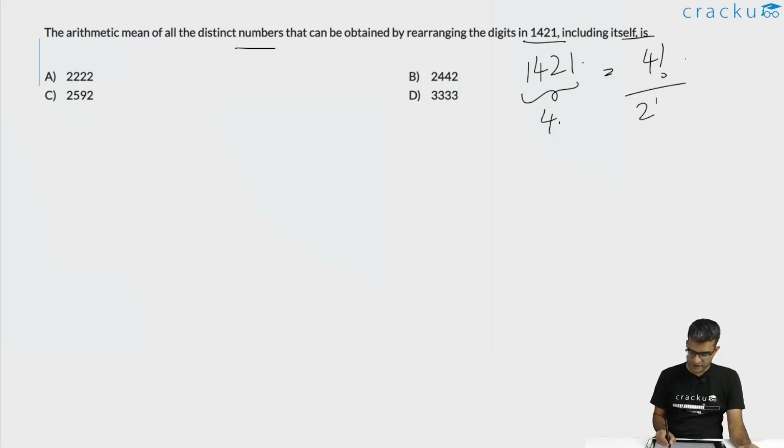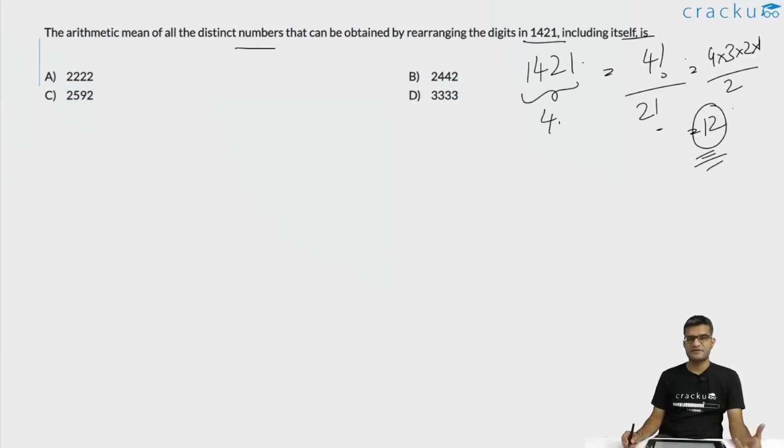So the total number of numbers formed is equal to 4 factorial divided by 2 factorial, because there are 2 ones. 4 factorial is 4 into 3 into 2 into 1, divided by 2 factorial, which is 2. This is equal to 12. One way to solve it is noting down all the 12 numbers, calculating their total and taking the average, because there are only 12 numbers. But if the number of digits or alternatives increases, we should know the actual way of solving these kinds of questions. So let us try to do that.